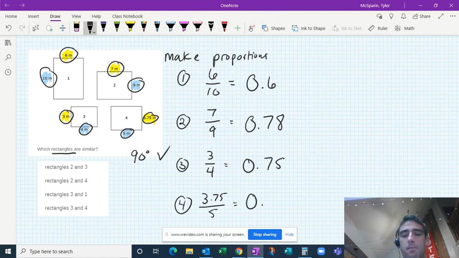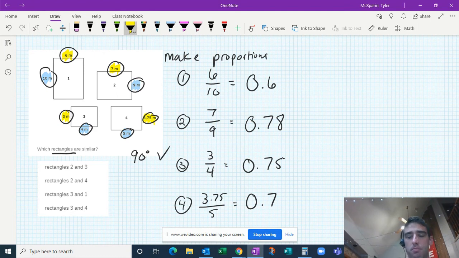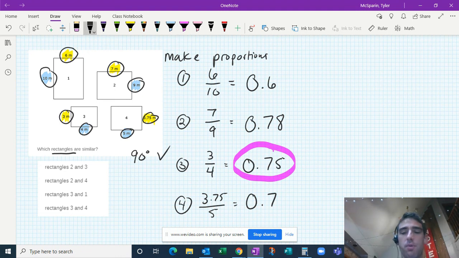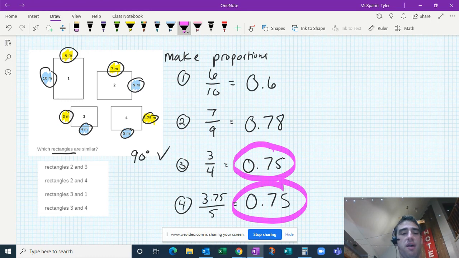Now, I want to look and see which ones match. All right. At this point, hopefully it's getting a little obvious. 0.75. Oh my gosh, I forgot to write the 5. Whew. 0.75 and 0.75 match, which means that 3 and 4 are my matches, which means that this is my correct answer.